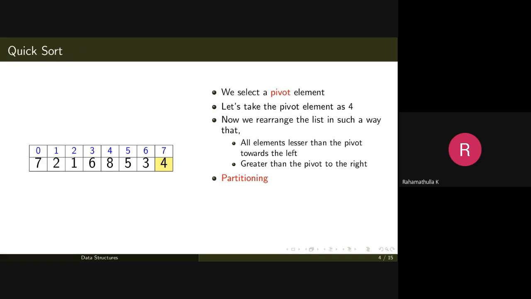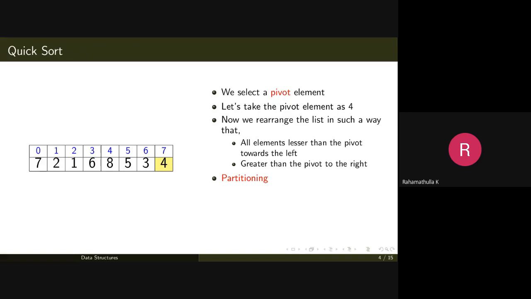Now we rearrange the list in such a way that all the elements less than the pivot element, that is less than 4, are stored in a sublist on the left hand side, and all the elements greater than the pivot element, that is greater than 4, are stored on the right hand side of the array. And this partitioning happens in place, that is in the same original array. We are not using any additional storage space like merge sort.